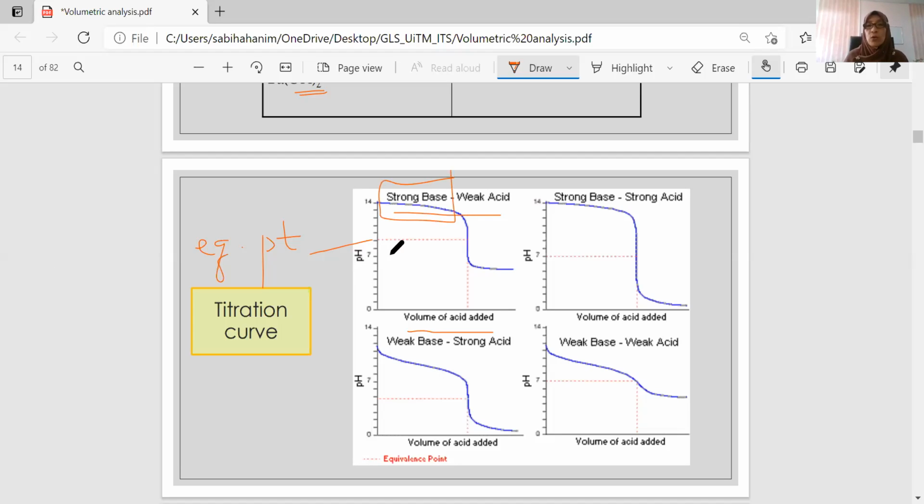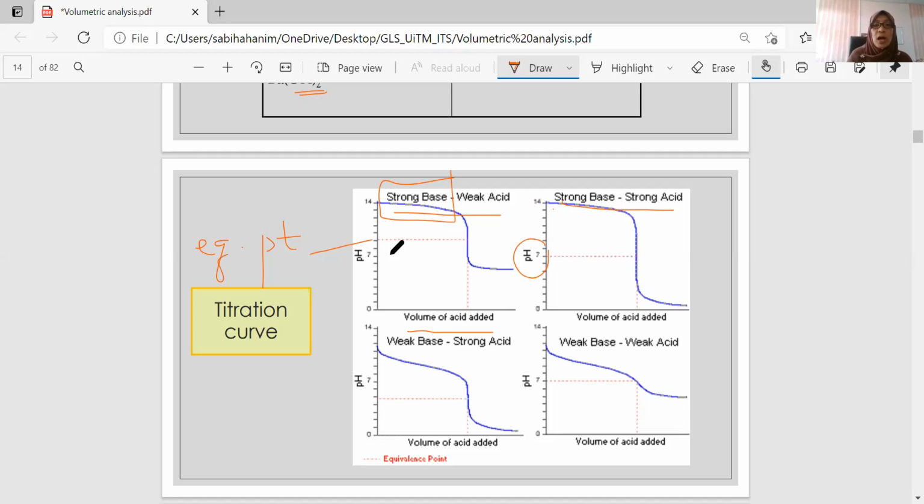Okay, so we look at the example for the strong base, strong acid. For the strong base, strong acid, the equivalent point is just pH 7. Not more than 7 and not less than 7. As you know, less than 7, the condition is acid. More than 7, the condition is base.